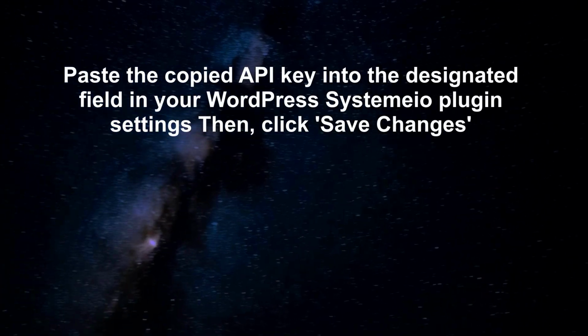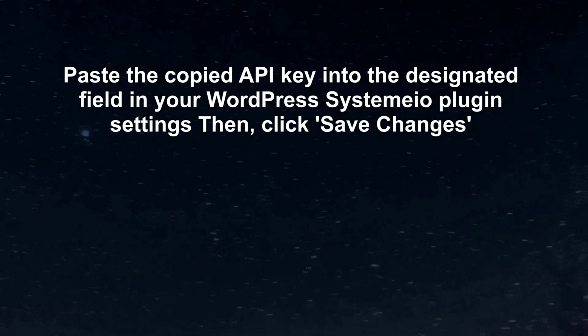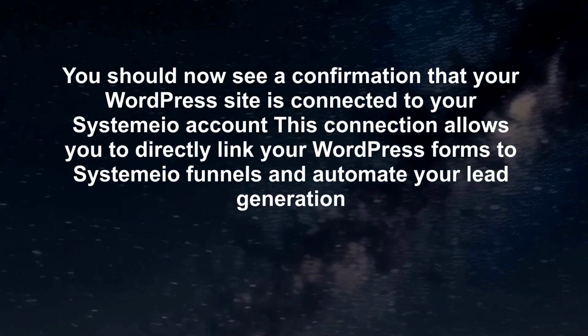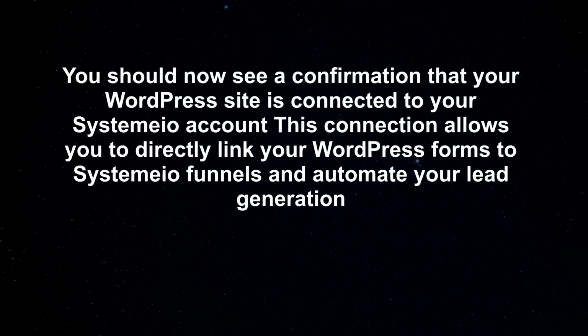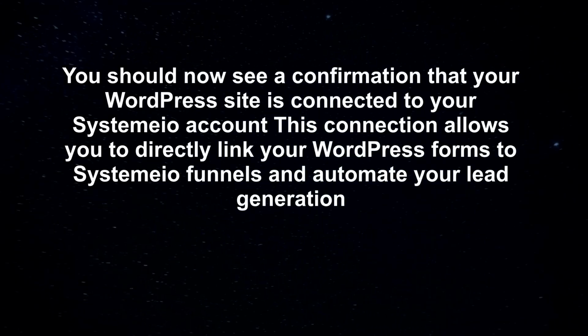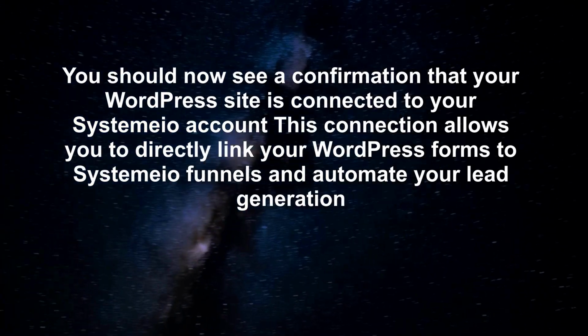Paste the copied API key into the designated field in your WordPress System.io plugin settings, then click Save Changes. You should now see a confirmation that your WordPress site is connected to your System.io account. This connection allows you to directly link your WordPress forms to System.io funnels and automate your lead generation.